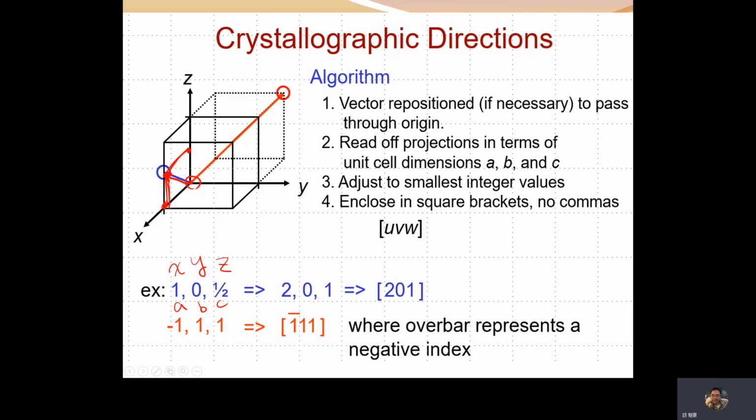Therefore, we can find the intercepts with the three axes: 1, 0, and one half. So what does the 0 mean? The 0 means the vector is what?